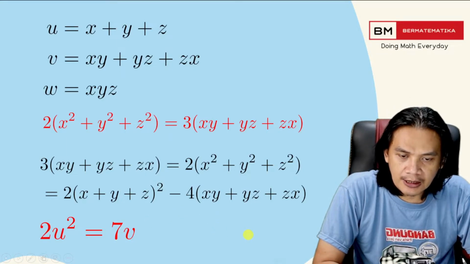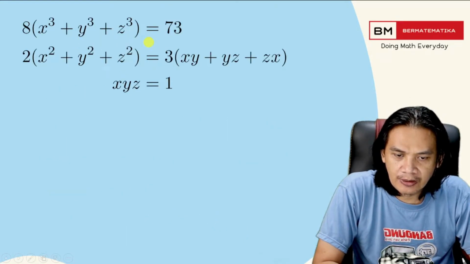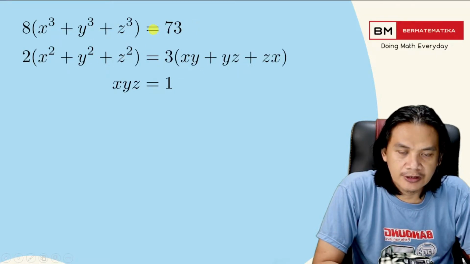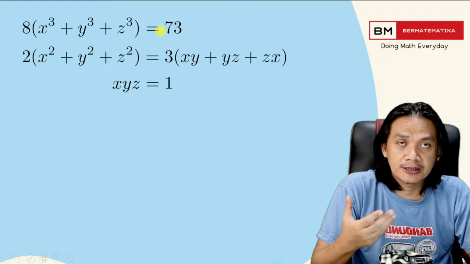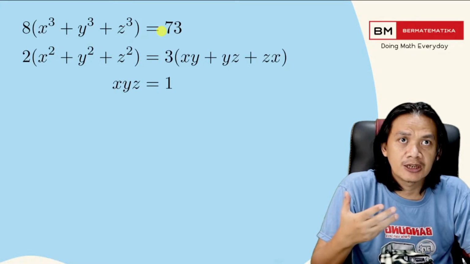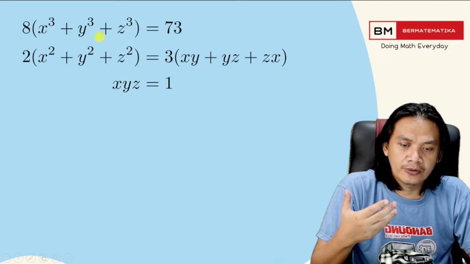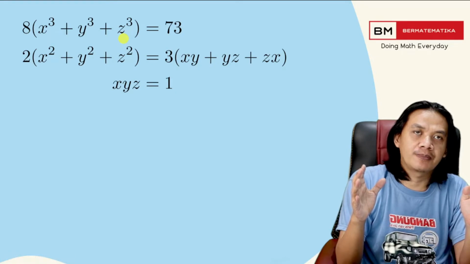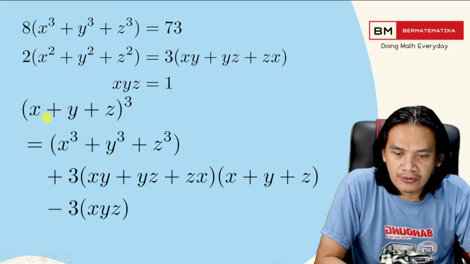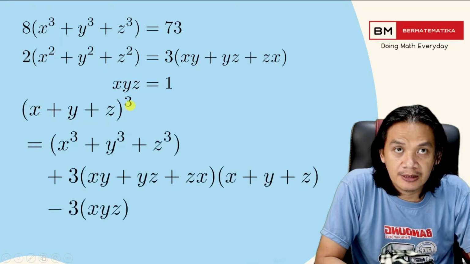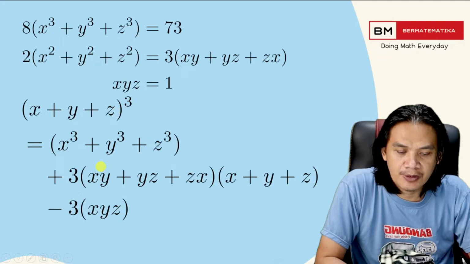Okay, now use another piece of information. We have used this one, but we haven't used the first equation. So how can we relate this first equation to some expression containing u, v, and w? Notice that we can get this type of expression by raising x plus y plus z to the third power. So let's go ahead. If we do x plus y plus z to the third power, then we can expand it into this expression.